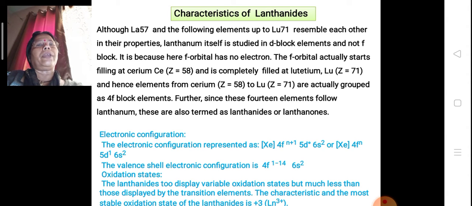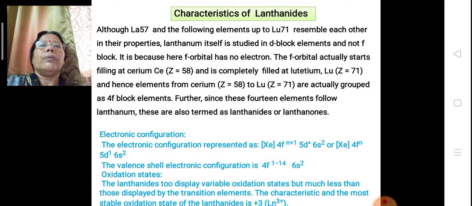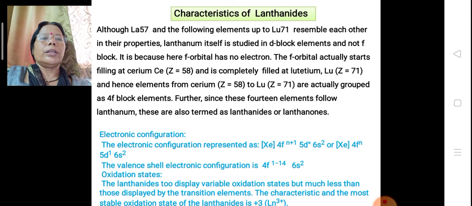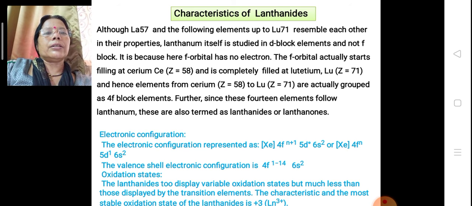The electronic configuration is represented as xenon 4f^(n+1) 5d0 6s2 or xenon 4f^n 5d1 6s2. The valence electronic configuration is 4f1 to 14, 6s2. Oxidation states: the lanthanides too display variable oxidation states, but much less than those displayed by the transition elements. The characteristic and most stable oxidation state of the lanthanides is +3, Ln3+.